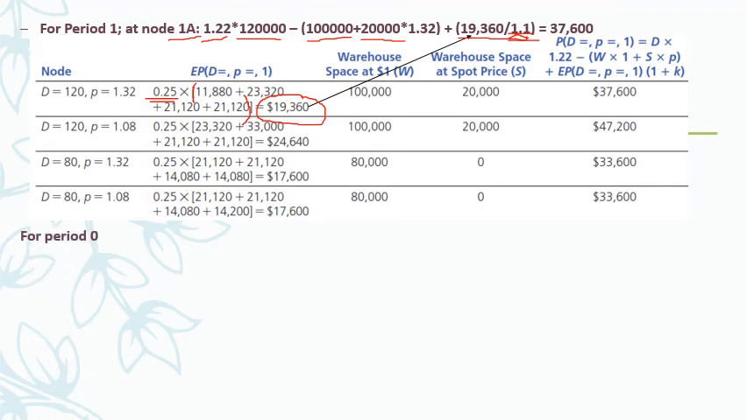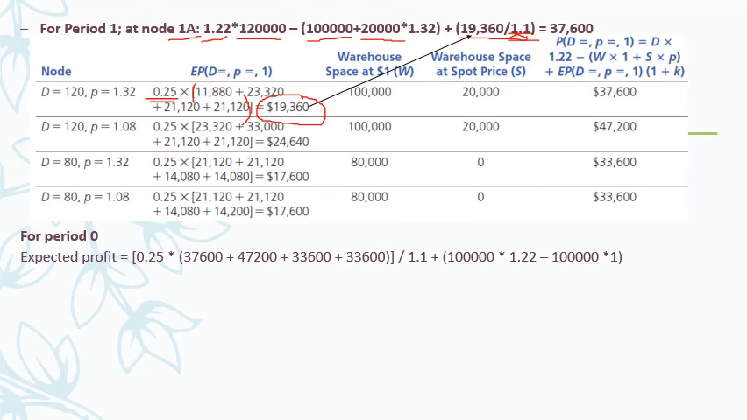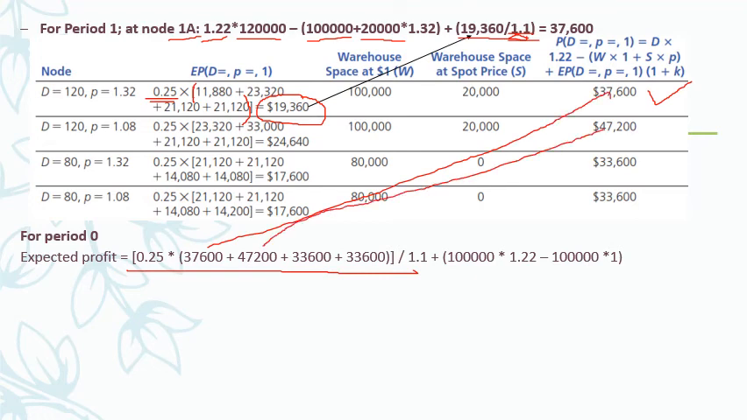Next, finally, we will calculate the profit at period 0. The procedure remains the same. What is the present node's actual profit first, plus the future expected profit. These are the two things. So, again the probability is 25%, multiplied by these four values. See, 37,600, it is here, 47,300, 200, 33,600 and this 33,600. Add all these four, multiply it by the probability value, divide it by the discount value, and you will get the expected future profit.